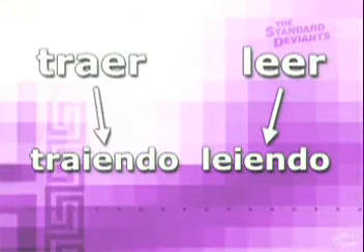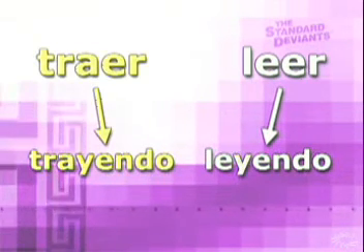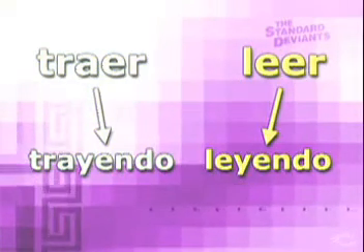If we were to go about business as usual with tacking on progressive endings, we'd get this. Traendo, leendo. Three vowels in a row, that's a train wreck. And that's why in Spanish, the progressive forms of these verbs are made by replacing the middle vowel with a Y. So for traer, we have trayendo, and for leer, we have leyendo.